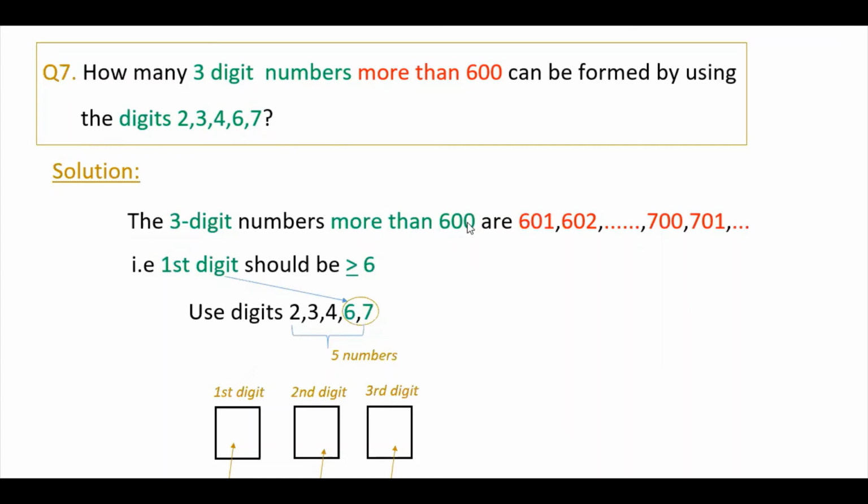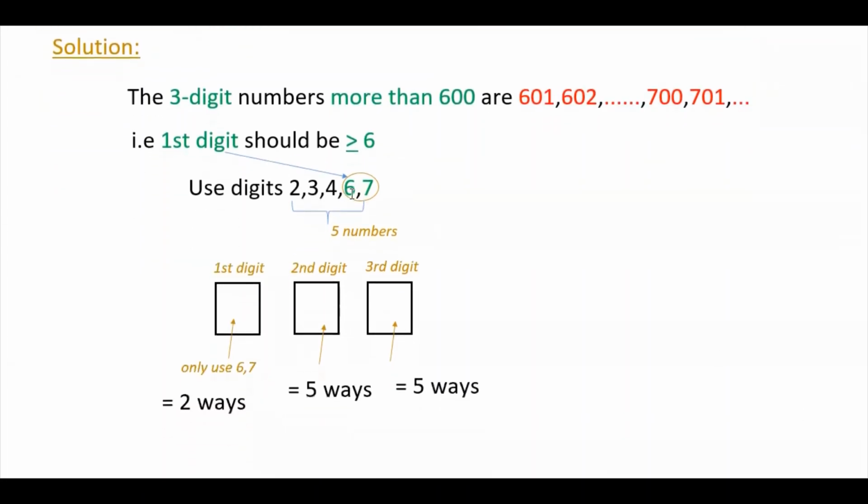So the 3-digit numbers more than 600 are 601, 602, etc., 700, 701, 800, 801, like this. These are 3-digit numbers more than 600. And here the first digit should be greater than or equal to 6, either 6 or greater than 6. But here you have to use only these digits 2, 3, 4, 6, 7. Out of these digits, only 6 and 7 are greater than or equal to 6. So in the first digit, you have to use only 6 or 7. So there are only two ways.